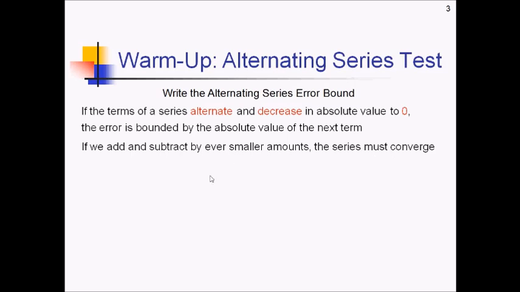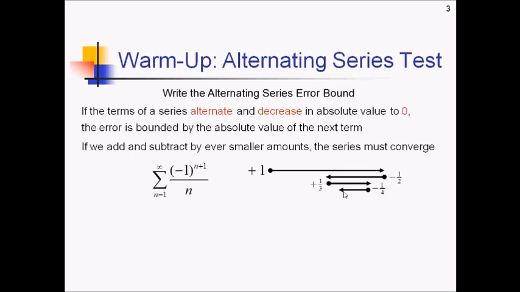Just to get a visual demonstration of this, let's say I have the series (-1)^(n+1) over n. So basically 1 minus 1/2 plus 1/3 and so on. So let's say that you add 1, then you subtract 1/2, add 1/3, subtract 1/4. We can see this is getting closer and closer to some converging value.